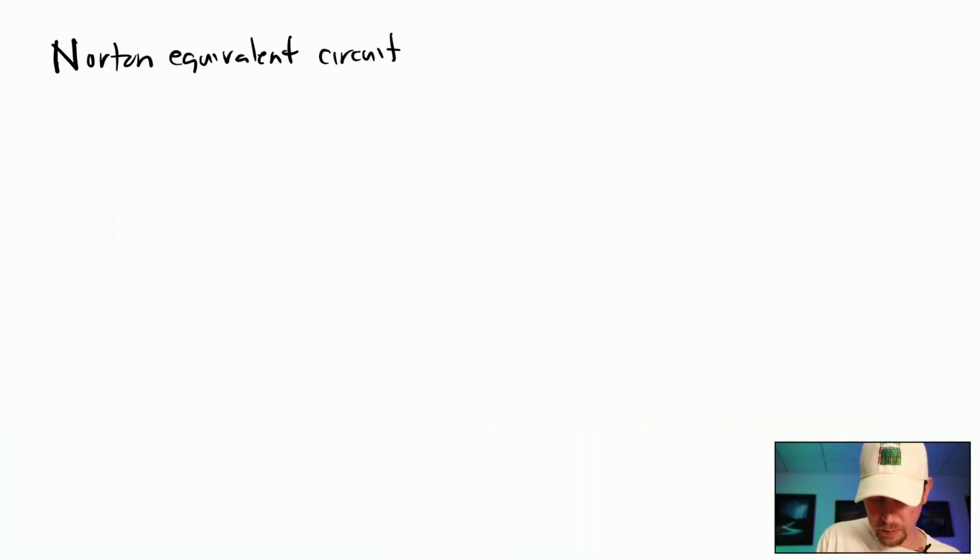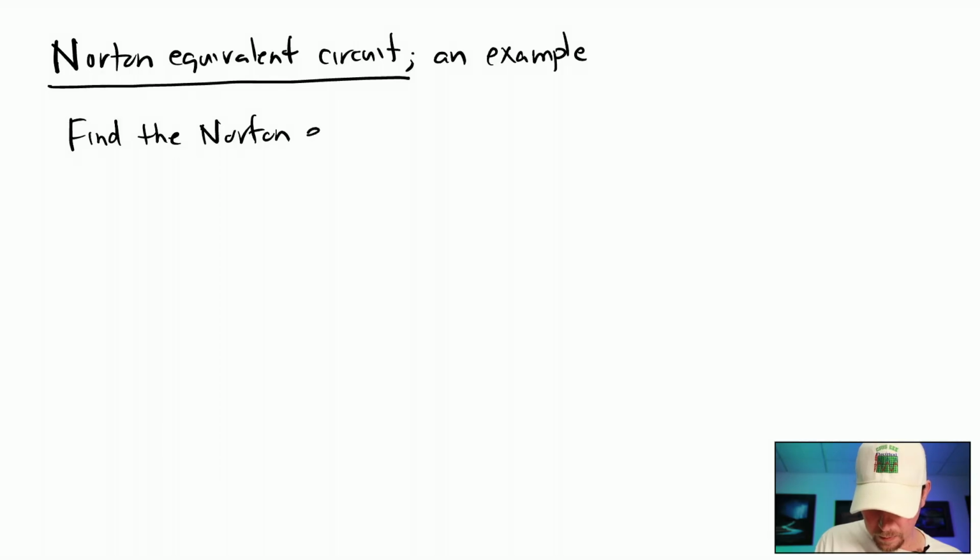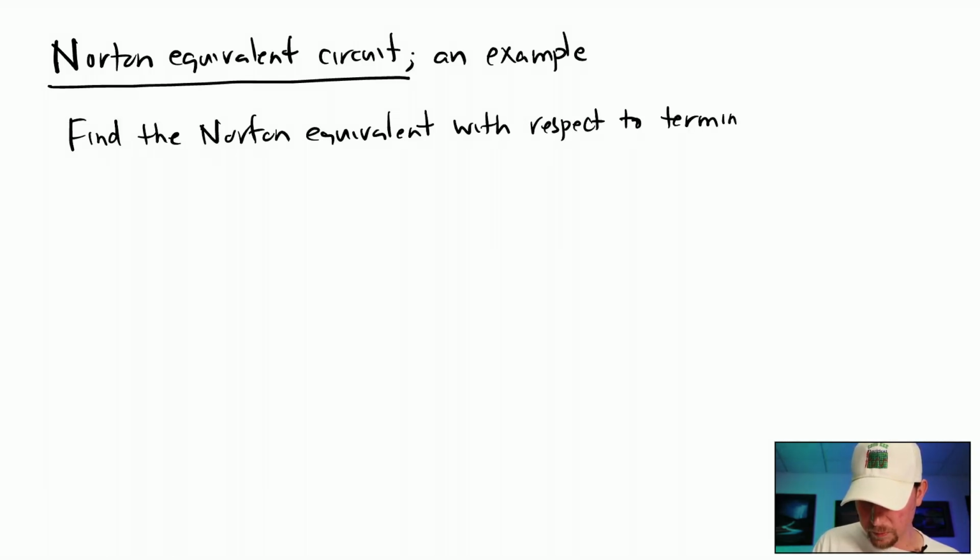Circuit, an example. So suppose that I'm given the following circuit. I want to find the Norton equivalent with respect to terminals A and B. Right. And the circuit looks like the following.